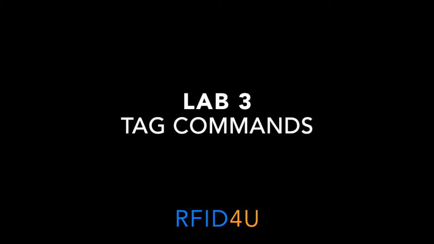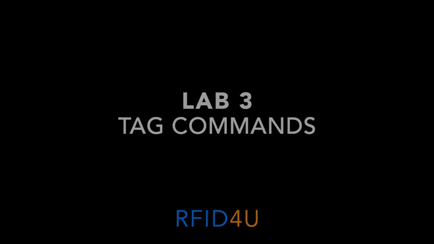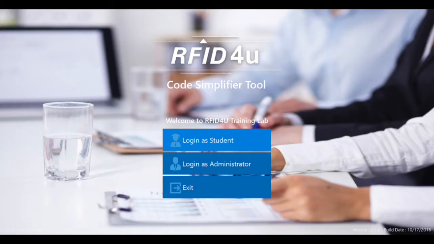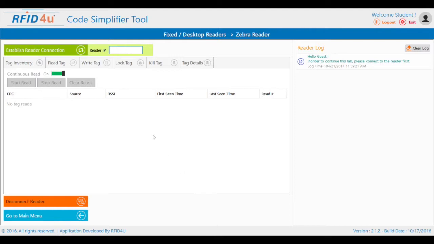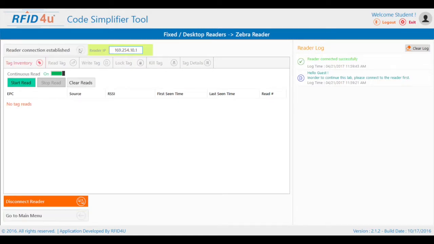For this lab, we will be using RFID4U's code simplifier application to connect to the reader and to perform the access commands on the tags. So you open the RFID4U code simplifier application and click Login as Student. Under the Fixed Desktop Readers, click the Zebra FX7500. Then you can connect to the reader by using the reader IP of 169.254.10.1 into the text box. And then click on Establish Reader Connection button to establish the connection to the reader. Once the reader connection is established successfully, the basic operations will become enabled.